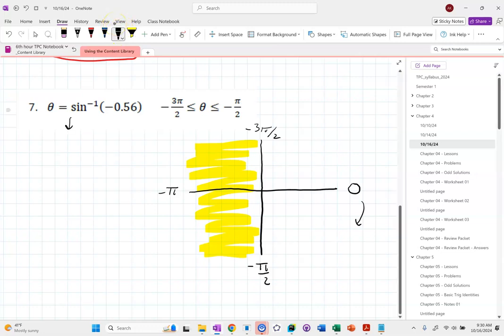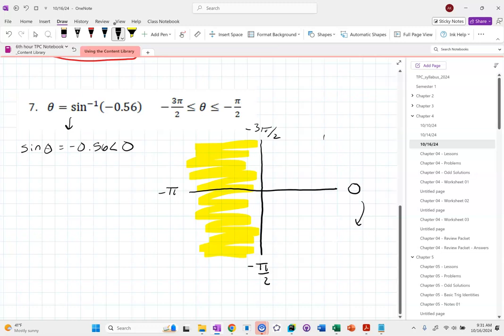Now I'm going to look at my equation here. If theta equals sine inverse of negative 0.56, that's equivalent to saying sine theta equals negative 0.56. So really the thing I care about the most is that that number is negative. Edie, this is for you. So far, so good. Stop me if I lose you. Okay, anybody?